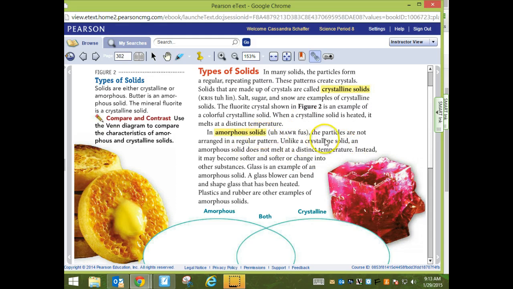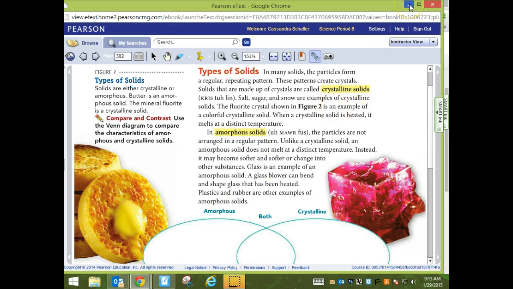In amorphous solids, the particles are not arranged in a regular pattern. Unlike a crystalline solid, an amorphous solid does not melt at a distinct temperature. Instead, it may become softer and softer or change into other substances. Glass is an example of an amorphous solid. A glass blower can bend and shape glass that has been heated. Plastics and rubber are other examples of amorphous solids. You can look at butter. Butter is a very good example of an amorphous solid as well.